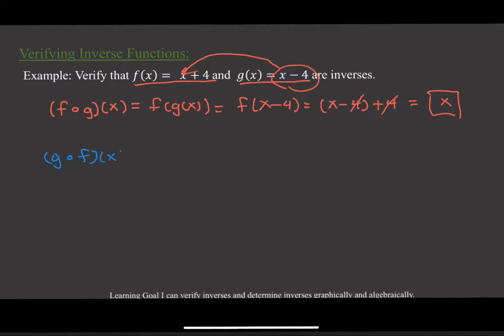So that takes care of one of the compositions. Now we also have to check g composed with f of x. And so I'm going to take f and now plug it into g. And so I will have g of x plus 4, which is just going to be x plus 4 minus 4 from our g function, which is also just going to simplify to x because our +4 and our -4 will cancel. And now we've verified that both of these compositions do result in just x, and so we can conclude that yes, these are inverses of each other.